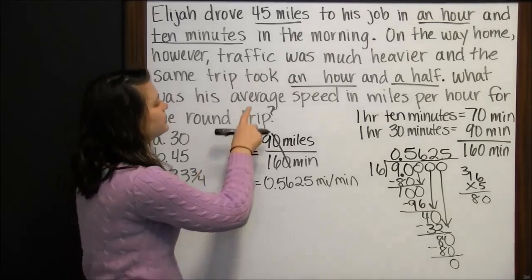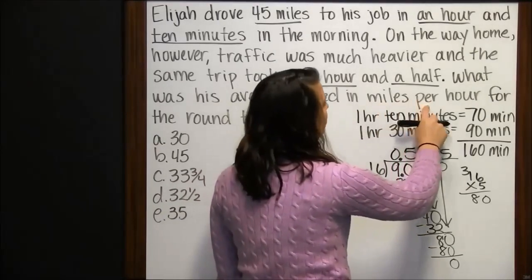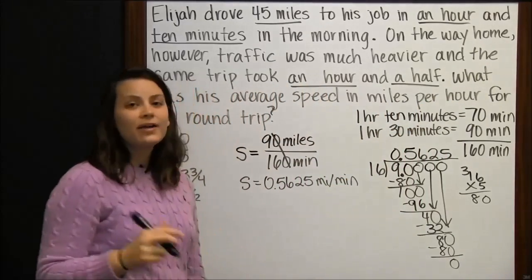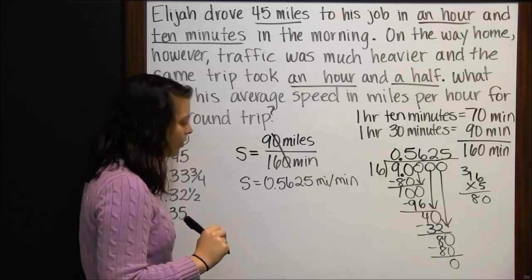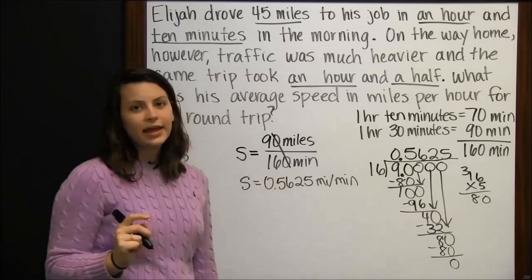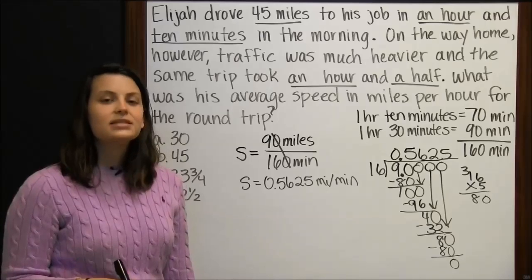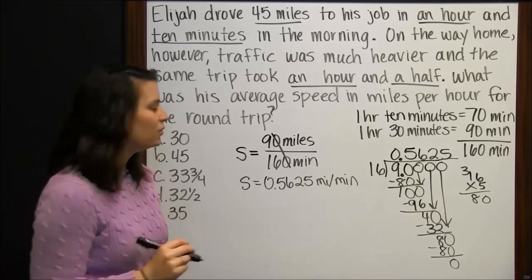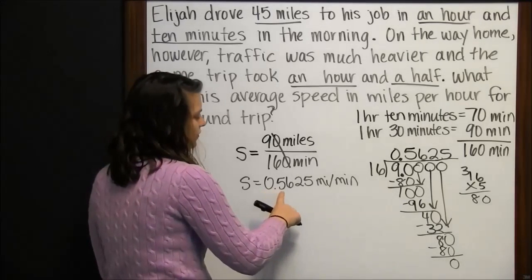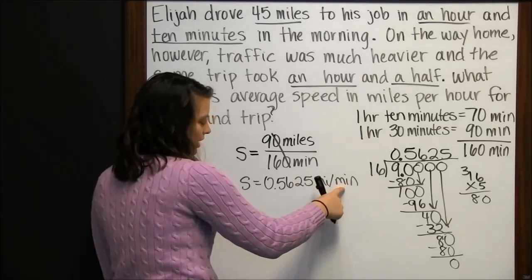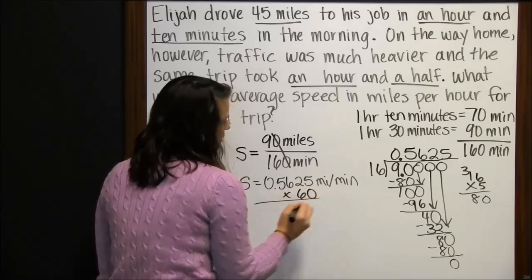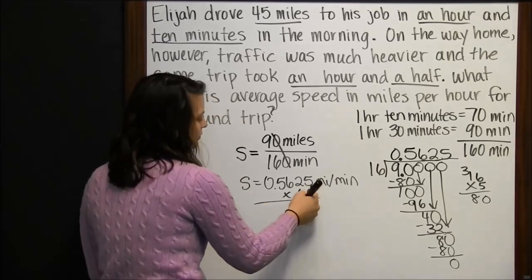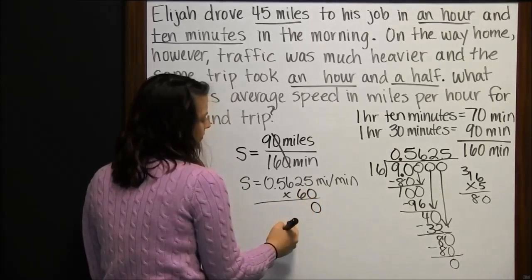They asked us for his average speed in miles per hour. So now I have to convert this speed into miles per hour by multiplying it by 60, since there are 60 minutes in 1 hour. So if he travels this speed every minute, then we multiply by 60 to find the speed in miles per hour. So first start with your 0 placeholder.